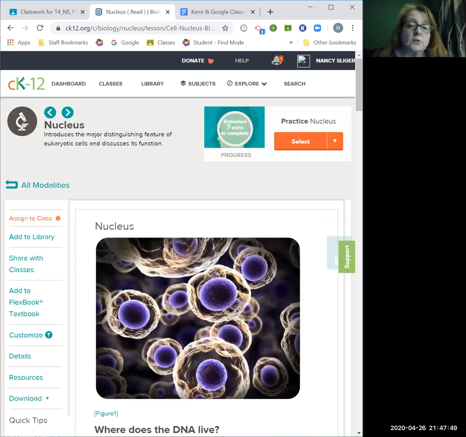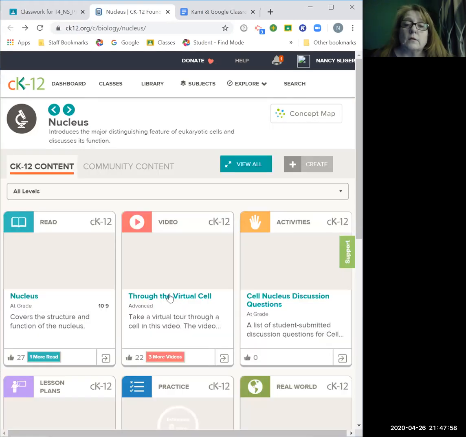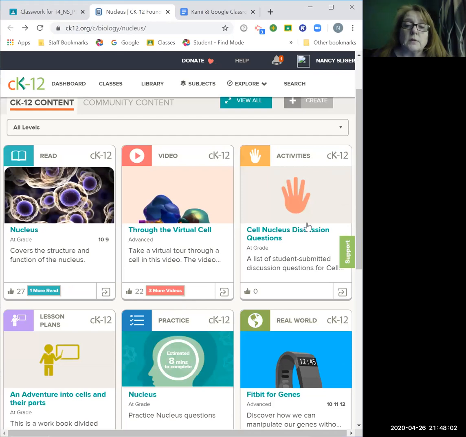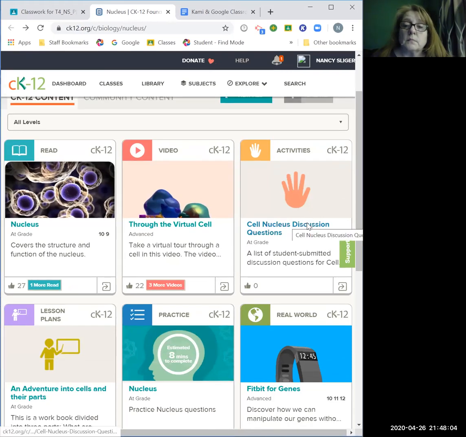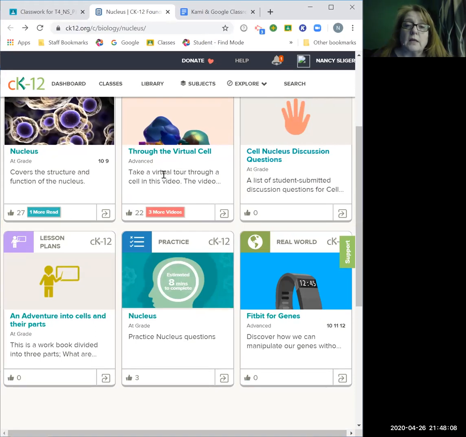The next structure, and let me go back one on this here. There's the virtual tour of the cell. There are practice questions here. And there are different things you can do to enhance your learning about the cell.